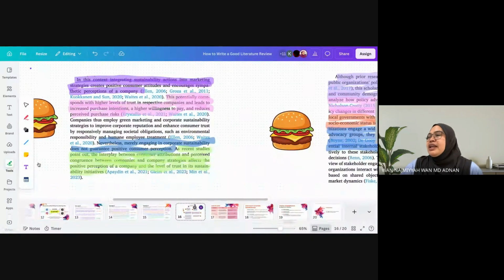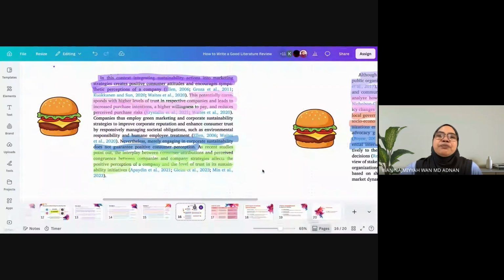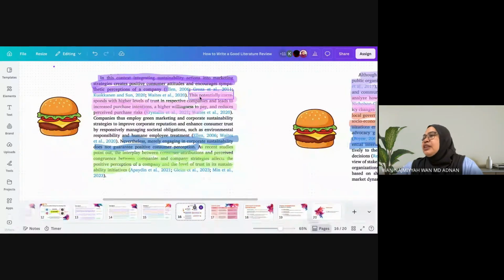The second one, in context, integrating sustainability actions into marketing strategies, or what is it? Sorry. Okay, it creates positive consumer attitudes and encourages sympathetic perception of a company. There are lots of market citations there. Yes, it means they are doing a summary of what the main idea is. This is also known as the topic sentence. Okay, this potentially corresponds with a higher level. This is agreement. Okay, in terms of the similarities, good.